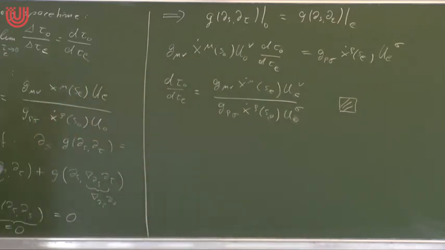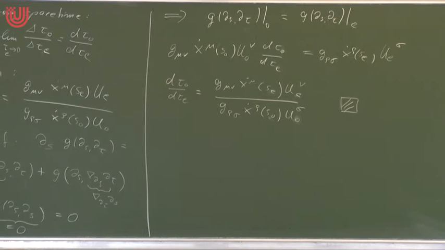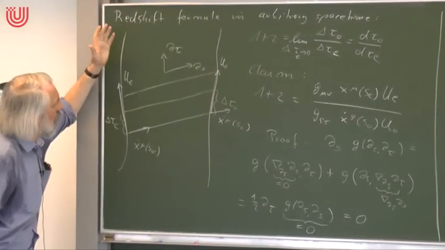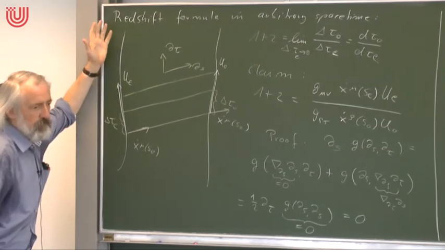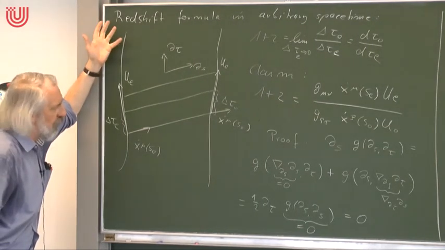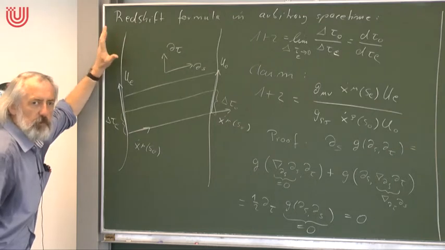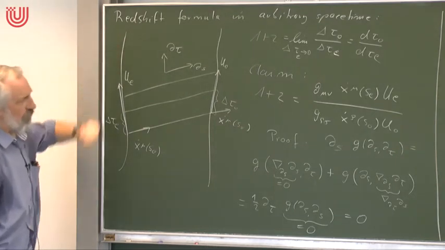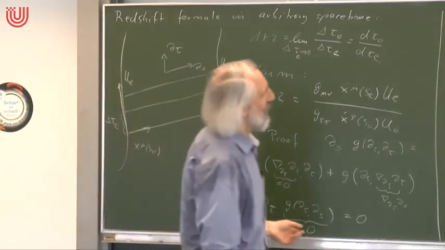So this is a proof. There are many alternative proofs. For instance, you can use a Hamilton formalism. That's an alternative way of proving this formula, where you just make use of the fact that the frequency of light is given by the time component of the four-momentum in the Hamilton formalism. You get the same result, of course. Otherwise, something would be wrong.